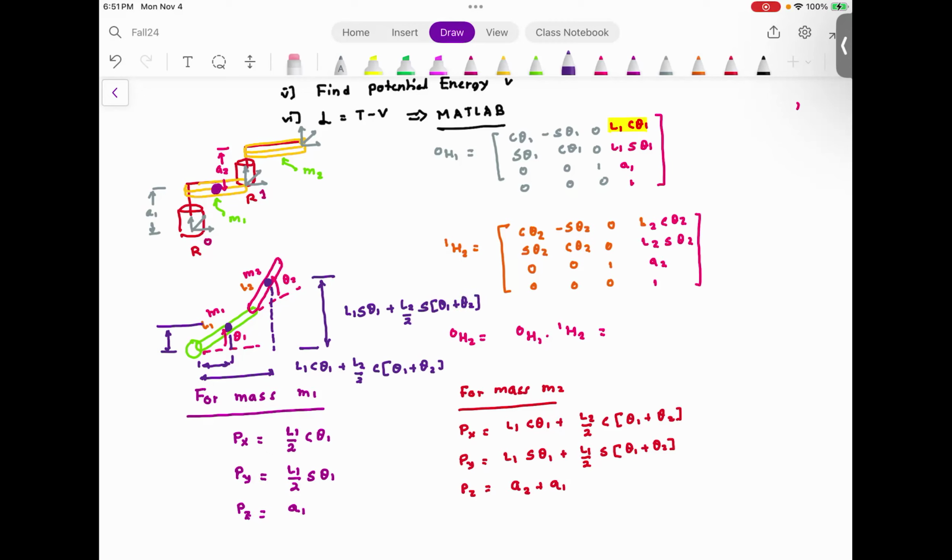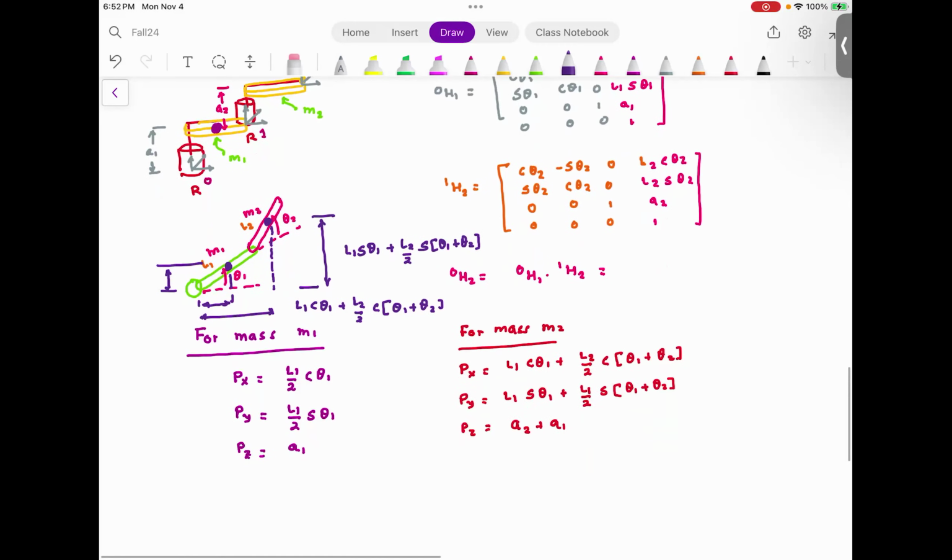What is the difference between these distances and the previous problem? In the previous problem, the mass was located at the end. So you had just one mass that was located where the rotation joint of the frame is. Second mass was located at the end effector. Here, the mass is distributed. Everyone understood this? Okay.